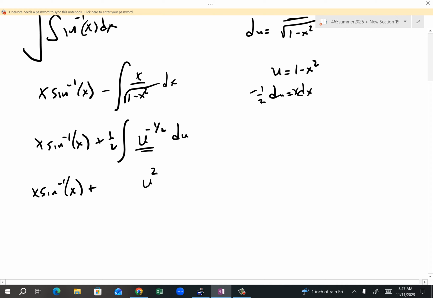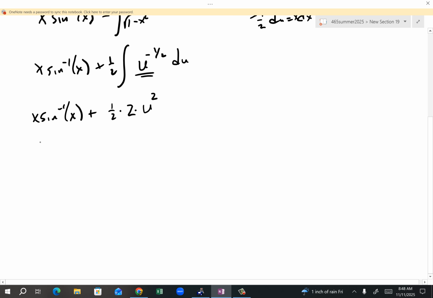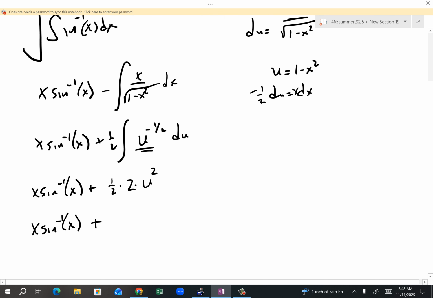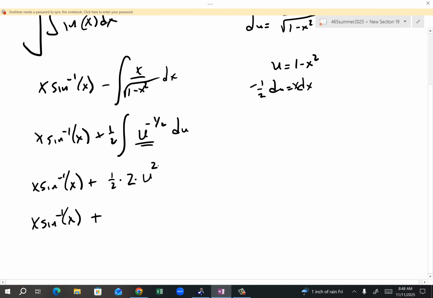And so x arc sine x plus, if you take the antiderivative, you're going to get u to the half times 2, and there's a half out front. Is that right? So x arc sine x plus u to the half. But what is u? U is that thing. So u to the 1/2, which is just the square root of 1 minus x squared, plus c. And that is the right answer.